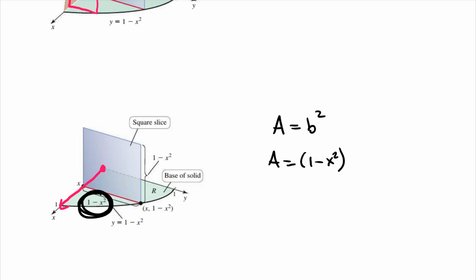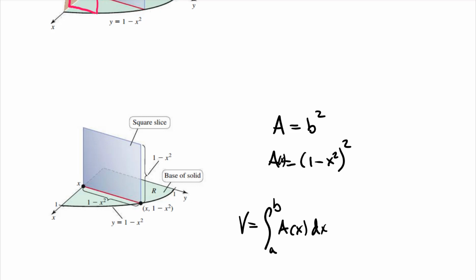There's the base of the square. No matter where we go, it's 1 minus x squared. But since it's a square, believe it or not, you've got to square it. So now we have our area function, A of x. We're going to use our volume formula, which tells us we need an integral of A of x dx, but we need to know what our a to b is.